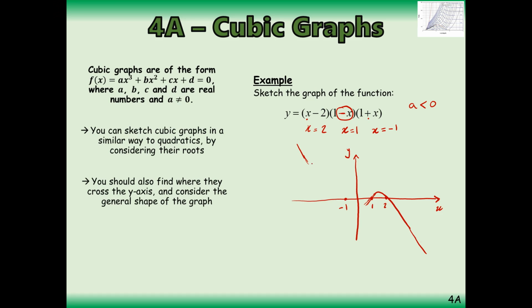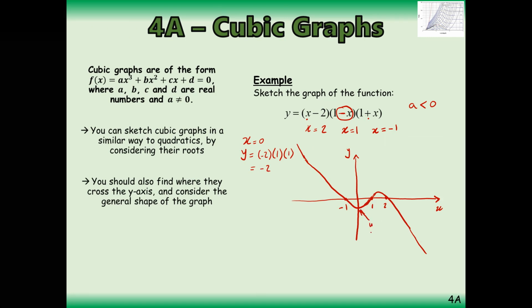Then I need to figure out what the y-intercept is. I know that the y-intercept has to be negative. So I'm going to substitute x equals 0 to figure out the y-intercept. I will have y equals a -2 multiplied by +1 and another 1 here. So y would be simply -2. So this point here, the y-intercept, is -2.